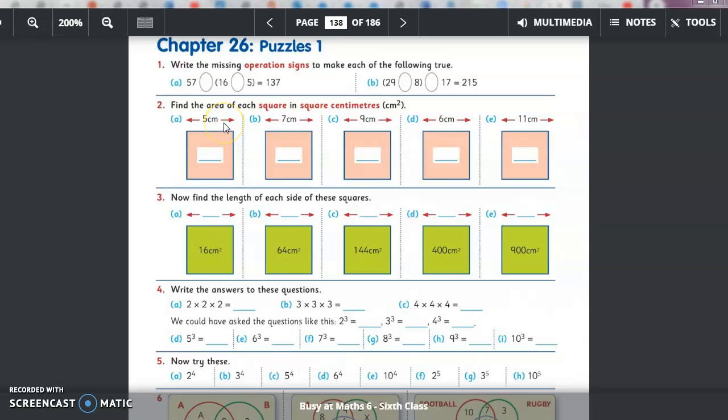Question 2. Find the area of each square in square centimeters. Well, 5 multiplied by 5. If it's a square, it's going to be 5 times 5, 7 times 7, and so on. Make sure you put in the cm and the small 2 afterwards.